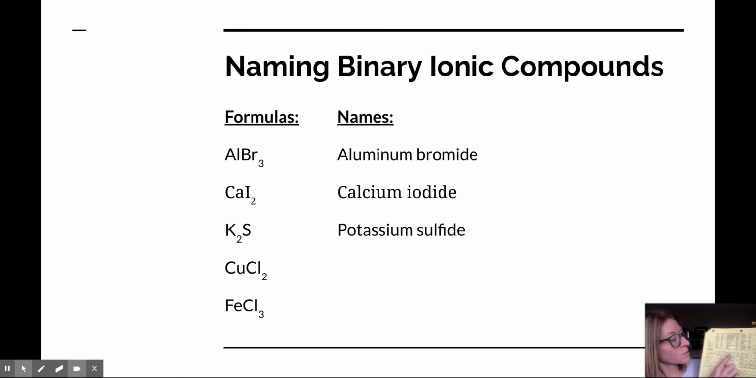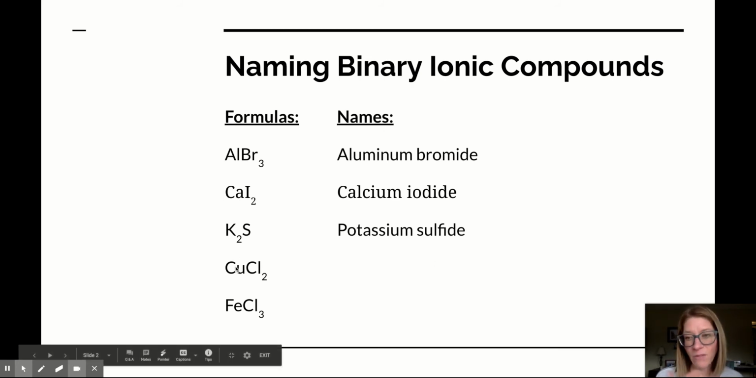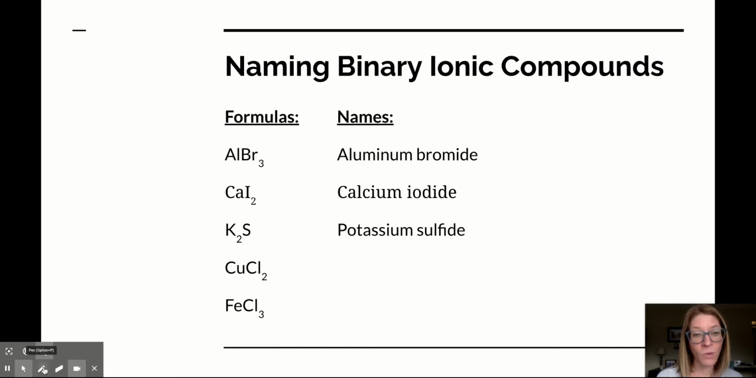With the next two examples, those are a little different. Copper and iron are transition metals, so those metals can have more than one charge. So remember, these are the elements or the compounds that need a Roman numeral in the name. So you kind of have to work backwards to figure out what the charge of the positive ion would be.